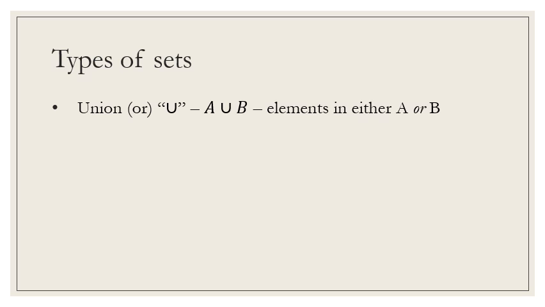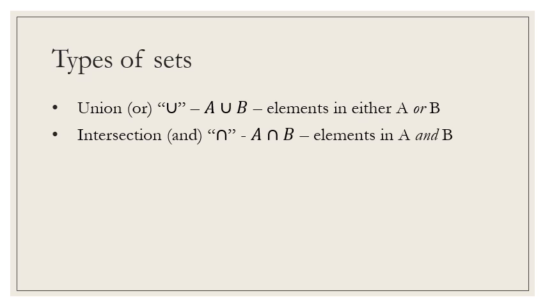We have an OR set, which is called a union, and we use a little U symbol to say that. If you had two sets A and B, you do A union B, or A or B, to signify the union of the two sets. There's also intersection, which is like an upside down U. That's sometimes called AND. So we have OR and AND. A and B is the elements in both A and B.